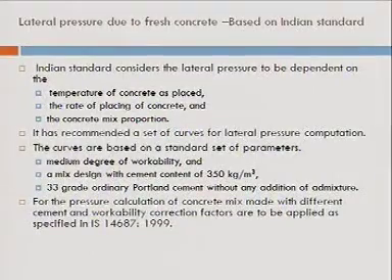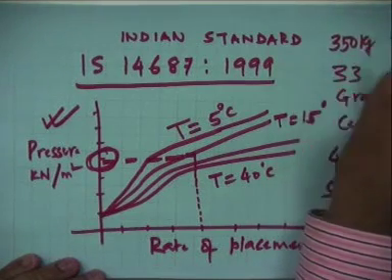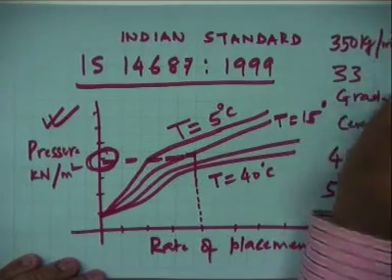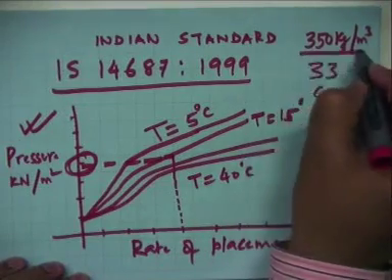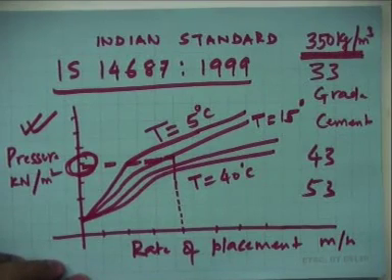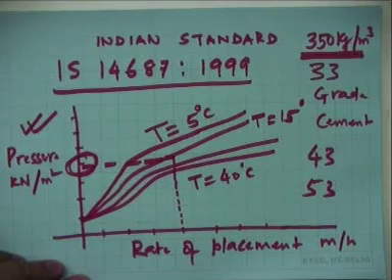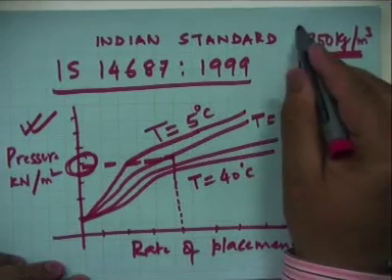Besides this, the mix design has been made assuming that you are going to use 350 kg per cubic meter of cement. So cement quantity also has been fixed at 350 kg per cubic meter. For producing 1 cubic meter of concrete, it is assumed that you are going to use 350 kilograms of cement. So 33 grade cement and quantity also is fixed.